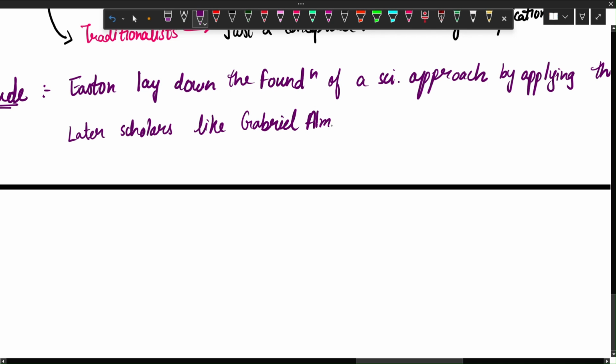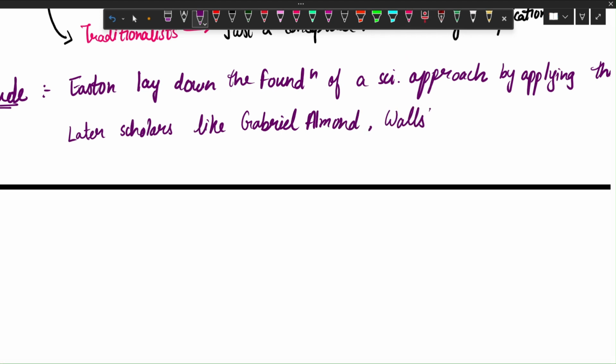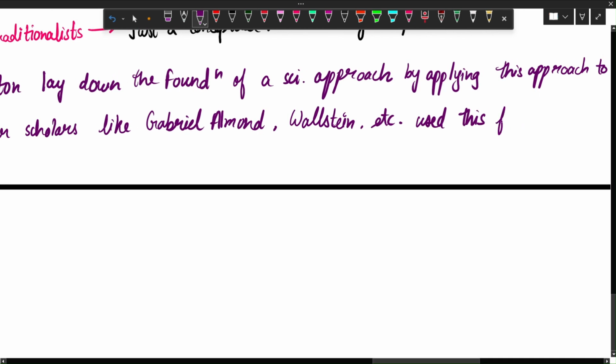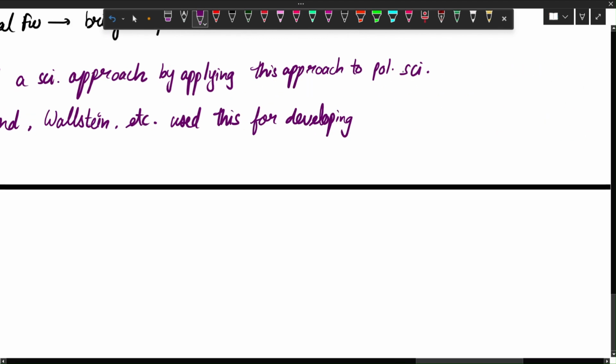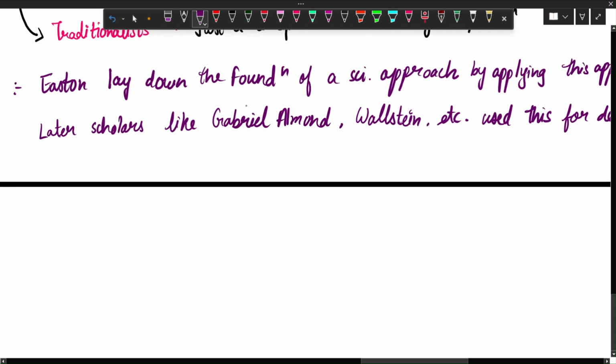Later scholars like Gabriel Almond and Wallerstein further updated, or you can say further enhanced, this approach. Gabriel Almond's was the structural functionalism approach, which we are going to learn next.